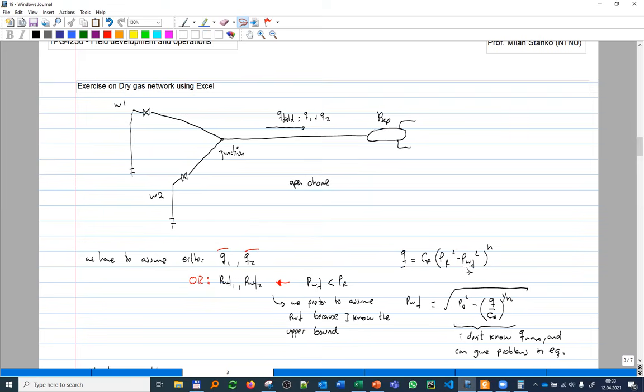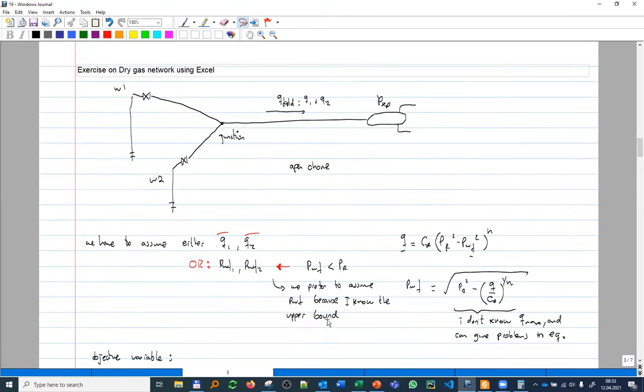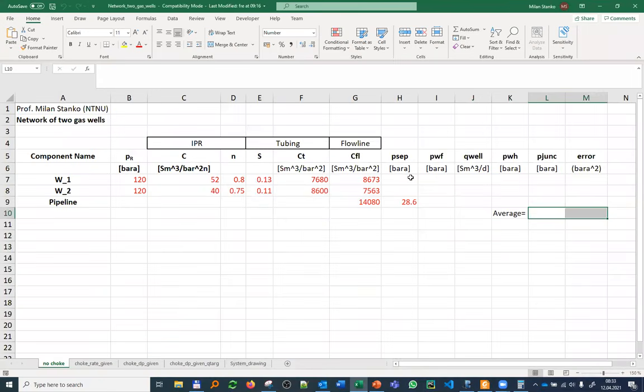PWF, we know where it is. It should be between atmospheric and below reservoir pressure. So I wrote it here: we prefer to assume PWF because I know the upper bound. So let's do that. Let's say we're guessing this pressure, and let's start maybe with 60 bar, for both.